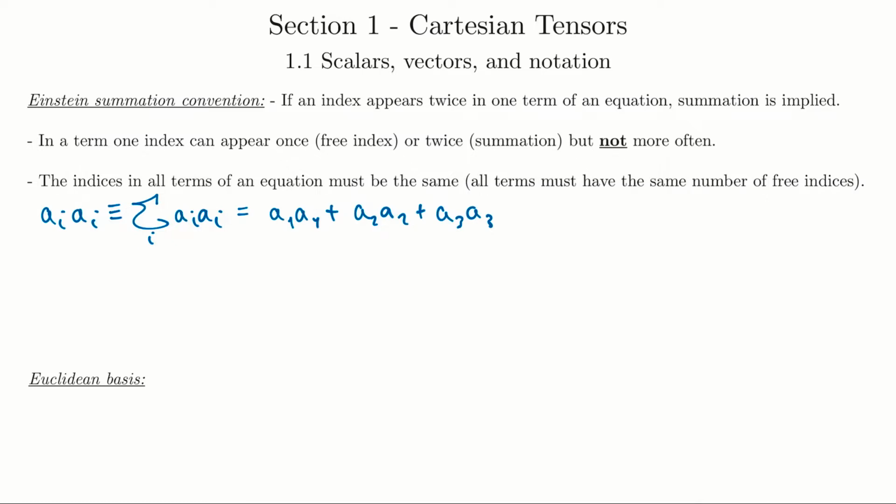We also say in a term, one index can appear once, and we call that the free index. It can appear twice, which we've just said is summation, but not more often than that. So an example of that, and I'll use a slightly different color, I could have this expression here.